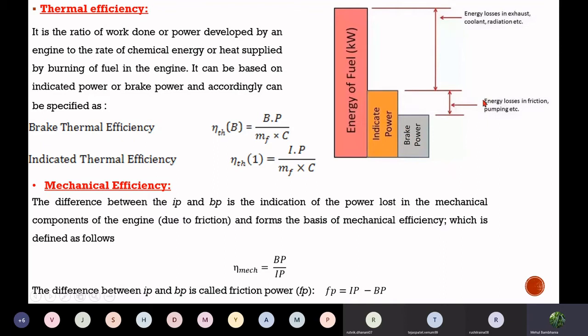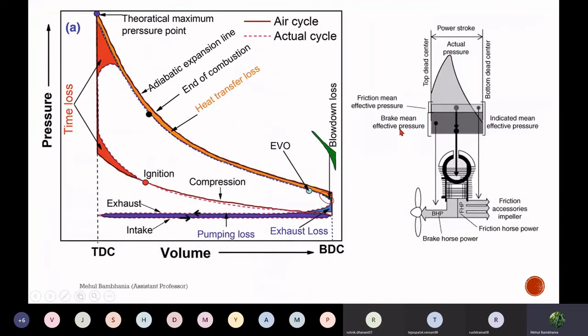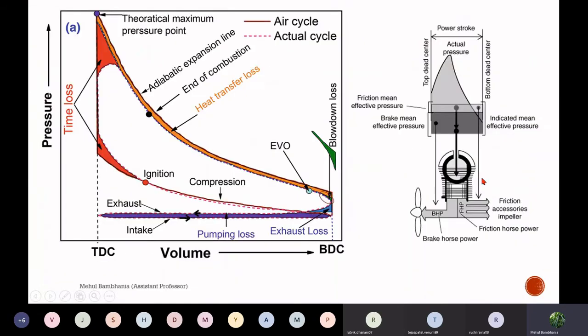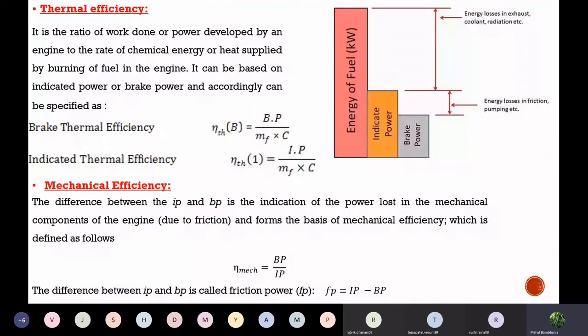Now see, in between indicated power and brake power, there is a loss called friction loss. If we consider the friction loss and then define the efficiency, that is referred to as mechanical efficiency. Between the indicated power and brake power, I mentioned that the piston will move up and down, and the reciprocating motion will be transferred into rotary motion by means of the connecting rod. So in that connecting rod, there is a loss of friction.